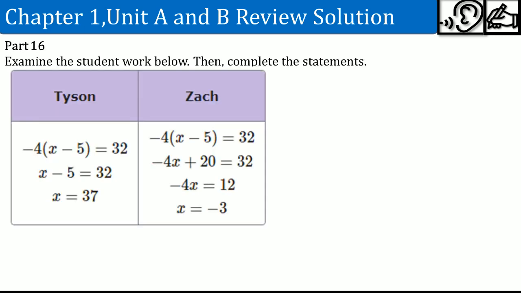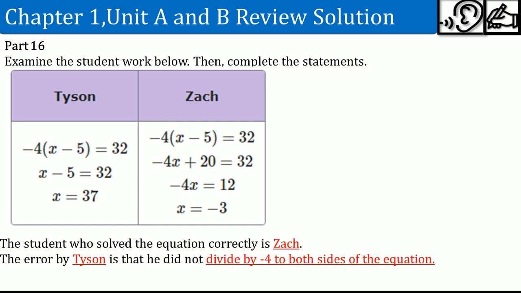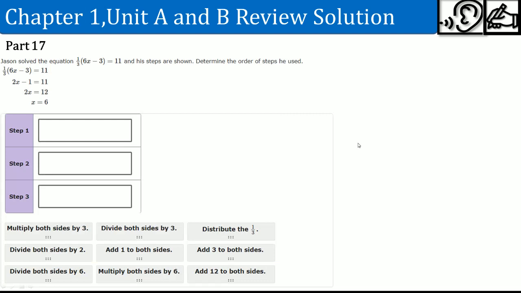You're going to explain the student's work, then complete the statement. The student who solved the problem correctly is Zach, and the error Tyson made is that he did not divide by 4 on both sides of the equation. Notice right now it is attached via multiplication, so you could either distribute or you can divide. He forgot to divide, you see? The 32 goes untouched. You cannot go from here to here. They got rid of the negative 4. Something has to happen to it. Tyson just ignored it, like how a lot of you just ignore things. You can't ignore the negative 4 in front.